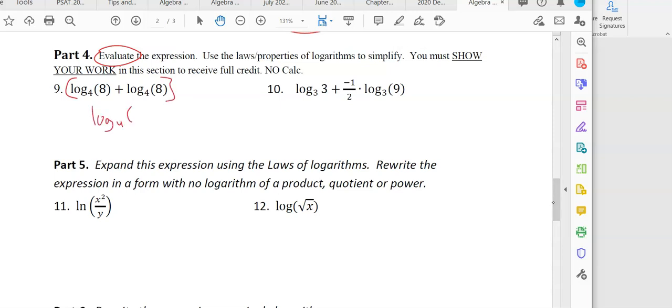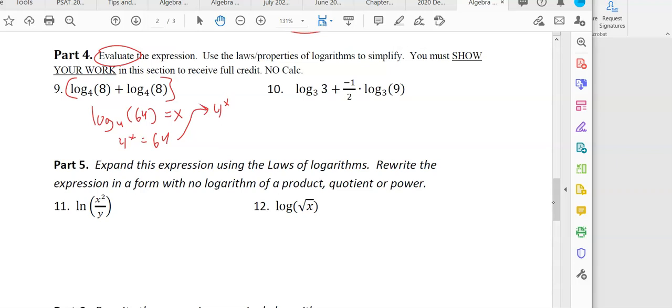Log 4 of, I guess, 8 times 8 is 64. I'm going to say equals x, so I have an equation. So this would be 4 to the x power equals 64. If you don't know the prime factorization, it would be helpful if you just knew that 4 to the third power is 64. That's one you might have memorized.